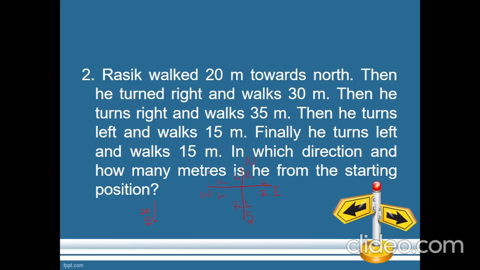After that, he turned right. After traveling 20 meter, he turns to right. So we have to move the direction in east direction. Right means you have to move the direction in east direction. So after turning the right, he walks 30 meter. So mention 30 meter here, and you have to keep the line different in length.